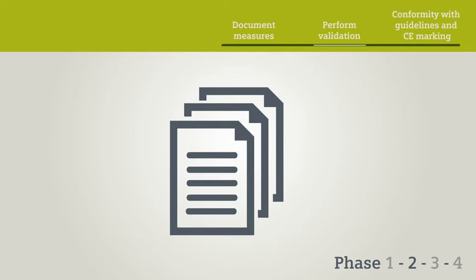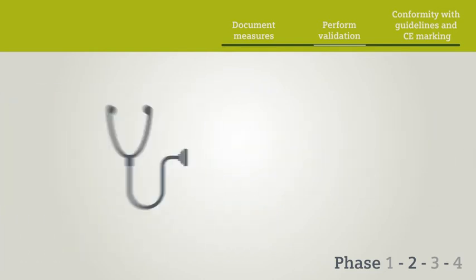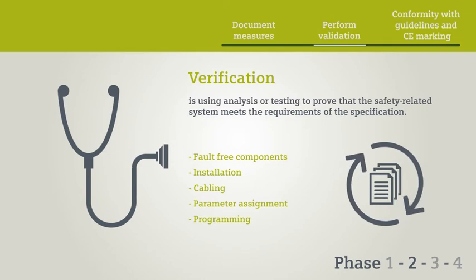In the second phase, the analysis, the correct implementation of the safety functions is tested for theoretical accuracy. This activity is referred to as verification. The verification is the proof that the safety-oriented system meets the specification's requirements by means of analysis or testing. This includes, for example, testing that the selected components are fault-free and testing of their installation, cabling, parameterization or programming. There are many ways to do this, one of them being document reviews.